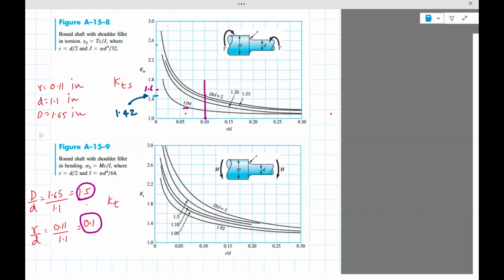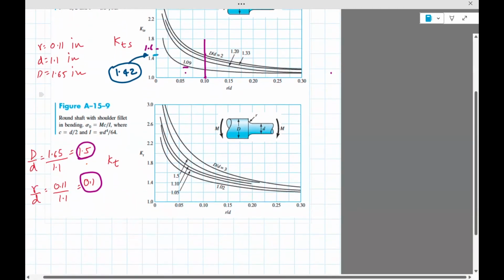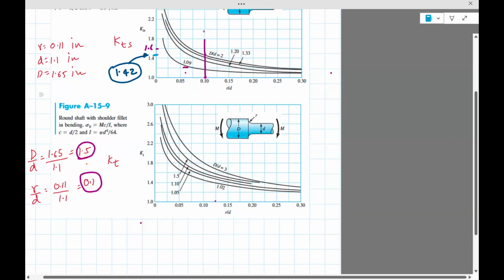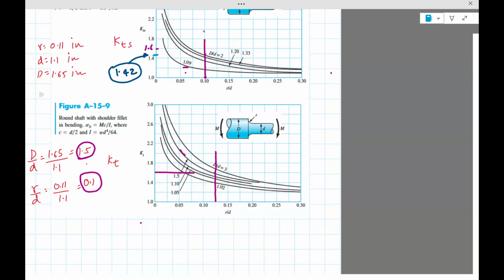That's the value we'll use. Now we go here for Kt, and again, 0.1 is this line. It intersects 1.5. So we have 1.5 available. It's right here. So it's basically this.